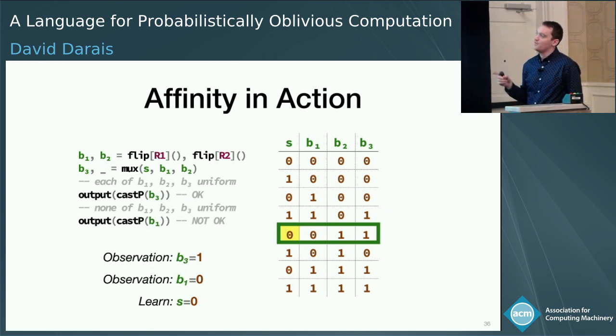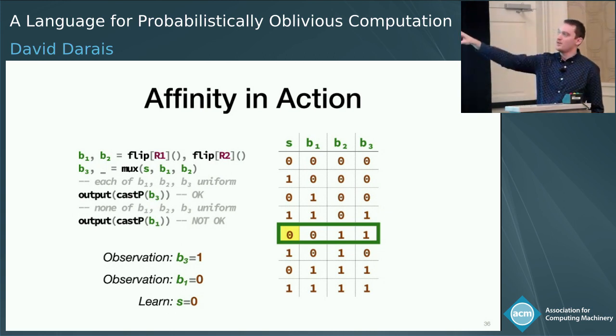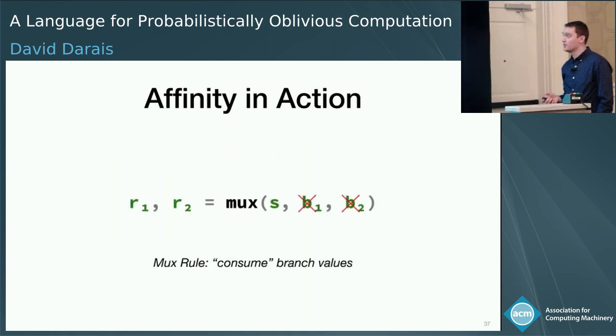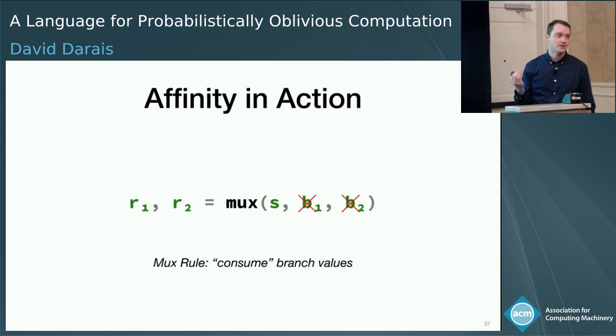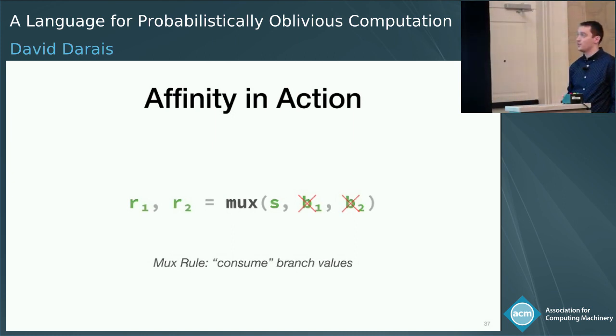So the way we fix this is we invalidate the ability to use B1 after that mux. And we do that with affinity. So one of the key rules in our type system, I'm going to visualize like this. Affinity, which is to consume the branch values, B1 and B2. These are of flip type, which are treated affinely. So a standard affinity tracking type system will take care of this for us.